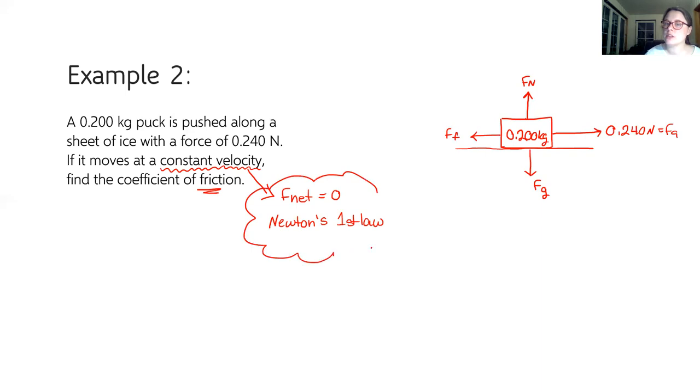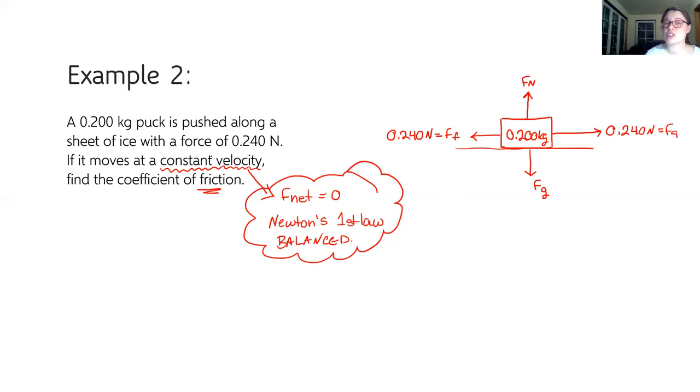Now let's think about what we know. Net force equals 0 because velocity is constant. That means the forces are balanced. If the forces are balanced, my applied force, the force I push with, must be equal to the force of friction. So we would have 0.240 newtons. Now you can probably see how that helps us with our question.